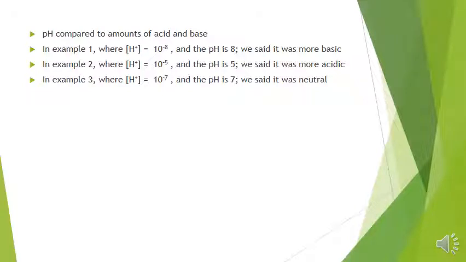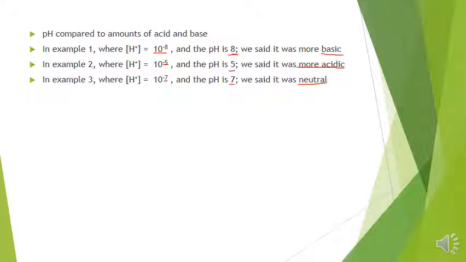And here are your 3 examples. Let's compare the pHs to what we found. In example number 1, the H plus was 10 to the minus 8, the pH is 8, simply the negative of the exponent, and we saw that it was basic. For the second example, it was negative 5, so the pH of 5, and we found out that it was acidic. And finally, in the third example, negative 7, the pH is 7, and we found it is neutral.